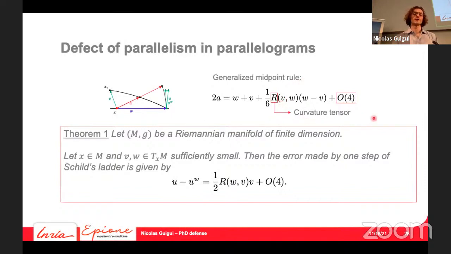And by propagating this approximation of A, we can compute an approximation of U, the vector obtained by the Schild's ladder construction, and compare it to u_w, the true parallel transport of v along w. And we obtain something that is directly proportional to curvature. And as you can see, it is bilinear in v, linear in w, and it is symmetric in v, and it is of order 3.